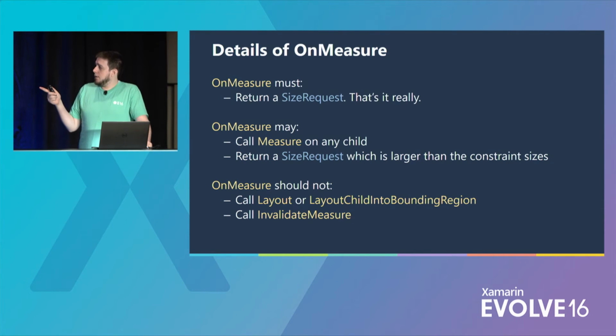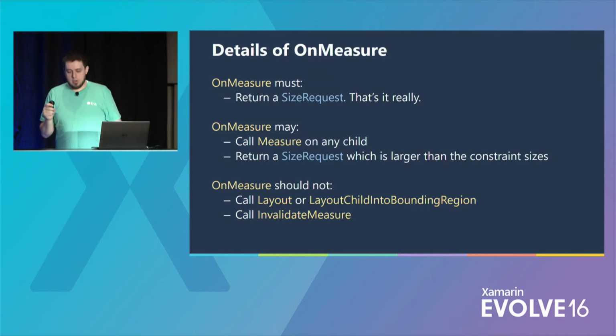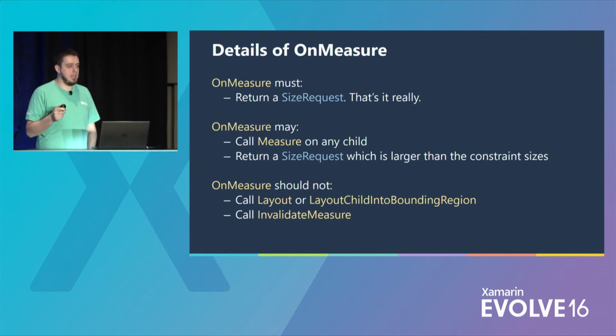You should never call layout or layout child into bounding region in the measure calls. If you do so, you are not necessarily going to get an infinite loop. You're going to get highly undefined behavior. And lastly, you should not call invalidate measure. It's another way to get an infinite loop.